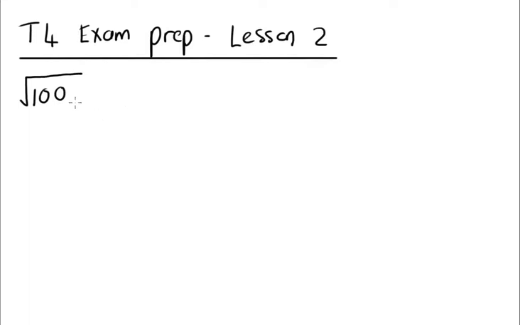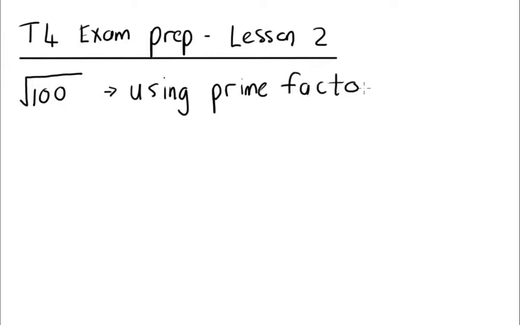So we're going to try and find the square root of 100, but the method we're going to use to find this is prime factors. Now I know that we can find it on the calculator, but we're assuming that we're not using the calculator for this one. So if we take the number 100 and we use prime factors for 100, we are going to use our ladder method.